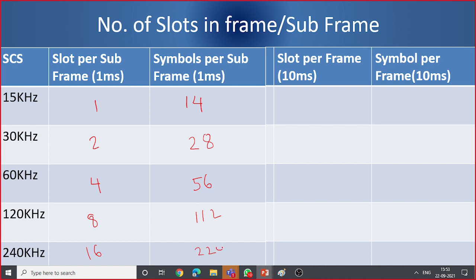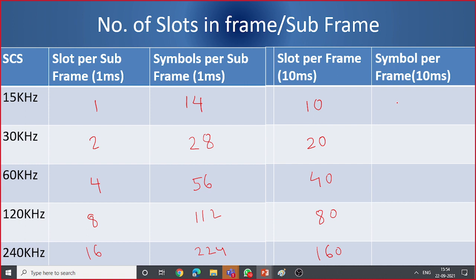Now the same thing with the frame. How many slots per frame for 15 kilohertz? There was 1 in 1 millisecond. In 10 milliseconds, how much? 10. In 30 kilohertz, how much? 20. Yes. And in 60? 40. Yes. Then 80, next 160. It appears to be very simple to you.